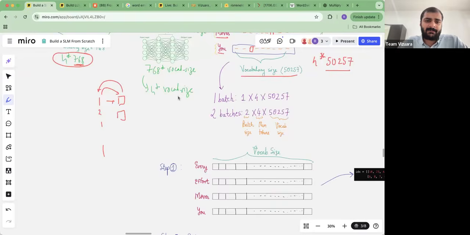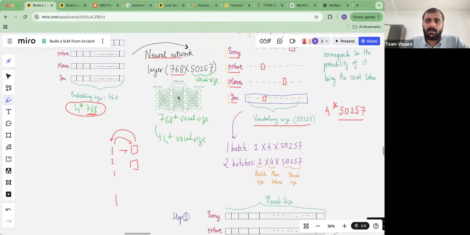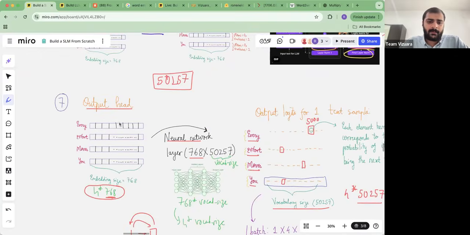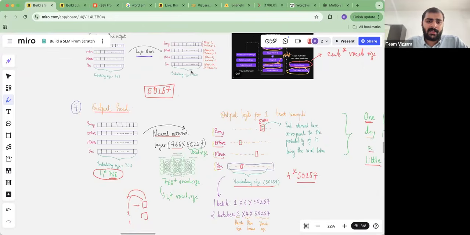Did everyone understand this part about the output head? Can you mention in the chat? This output head is actually quite straightforward once you understand the attention mechanism and the context vector matrix.